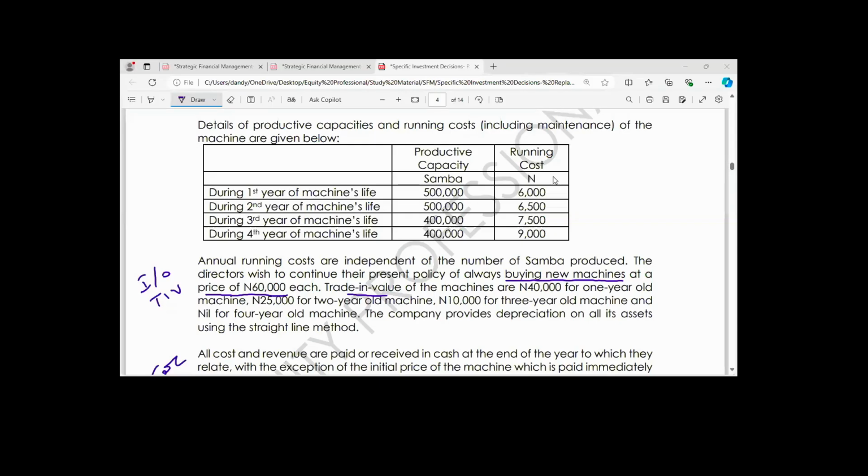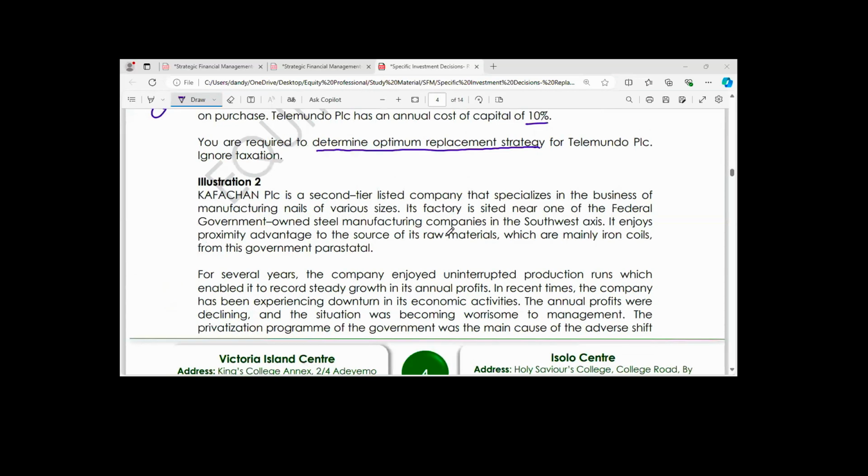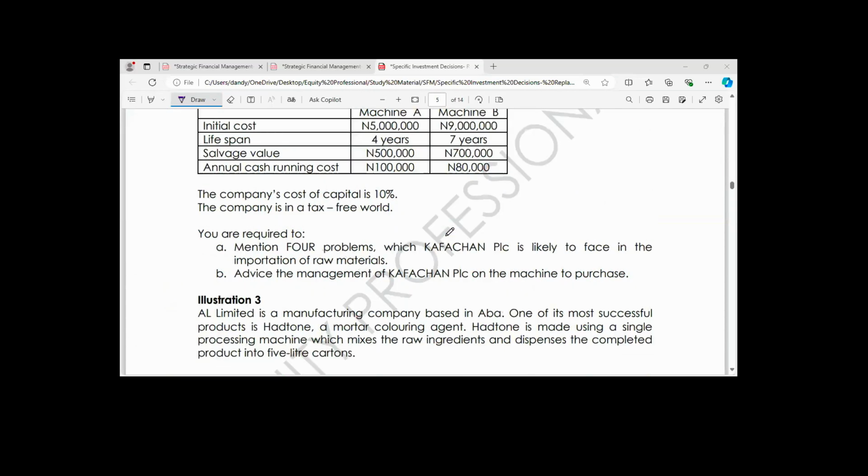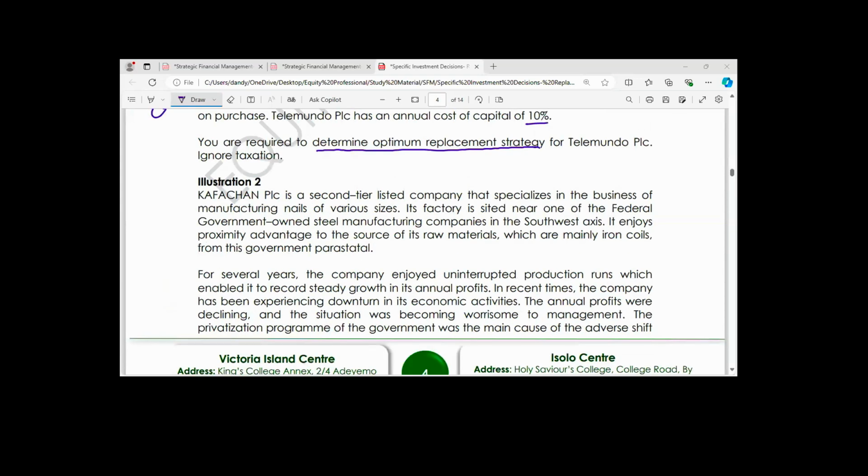Okay. So let's have another illustration, please. Let's solve this illustration number 2. Yes, I need somebody to read for us, please. Somebody should read illustration number 2. Yes? Who will help us?